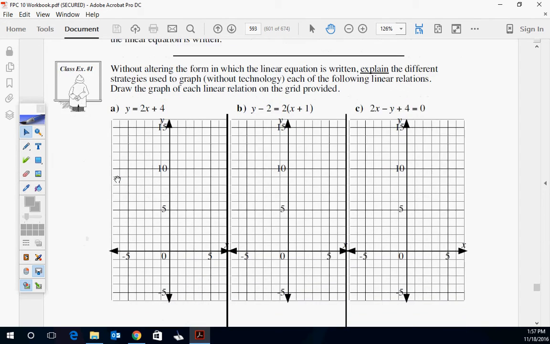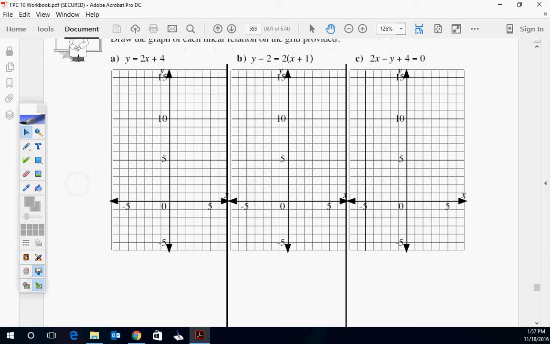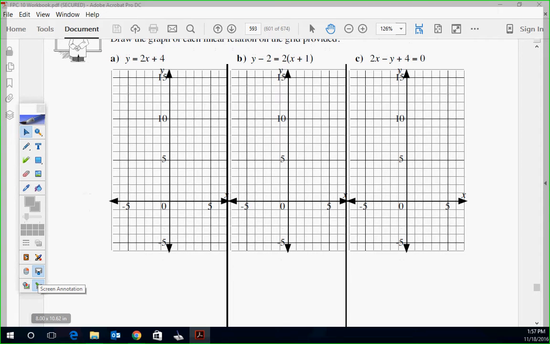So let's look at these, and we're going to talk about how you can graph them without changing much. Obviously the easiest one to graph is slope-intercept form, which is this one right here. Why is it easy? This is the y-intercept, so go up to 4, put a dot, no problem. Slope is 2, up 2 over 1, up 2 over 1, I'm done.